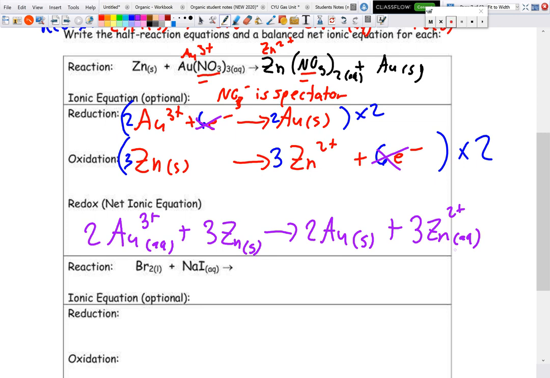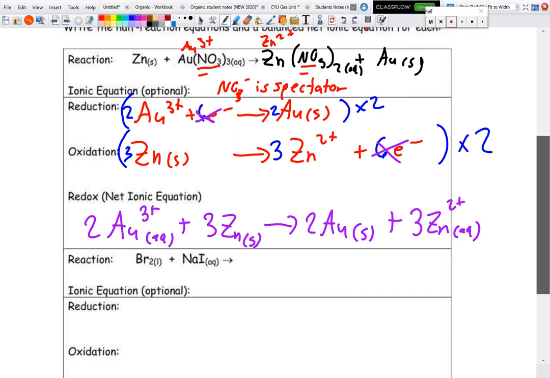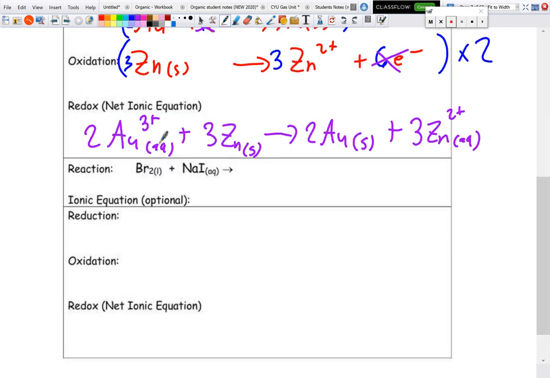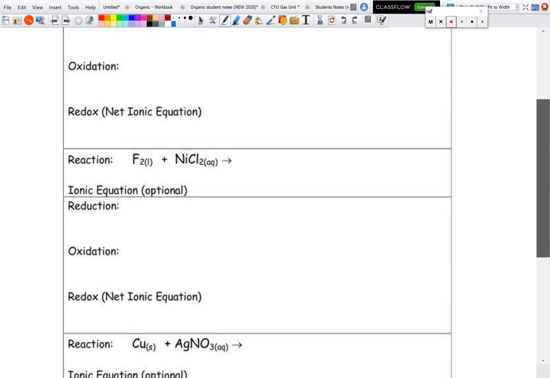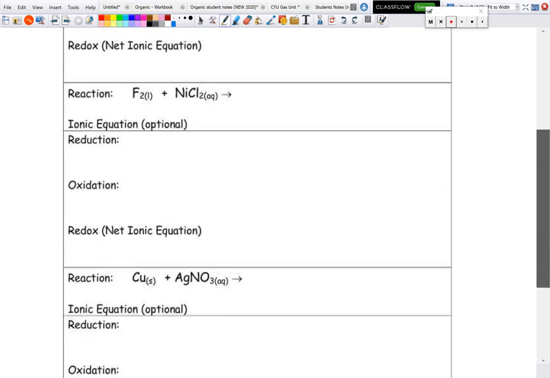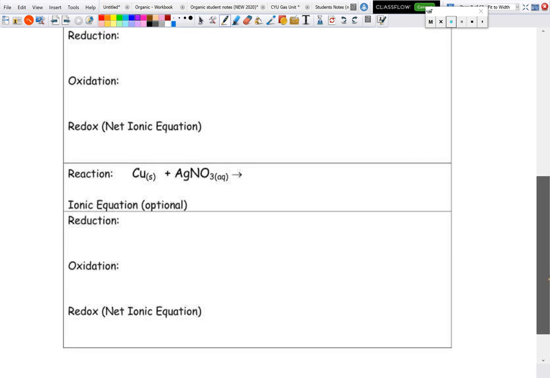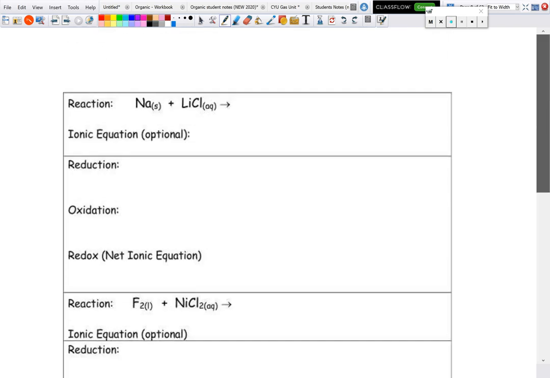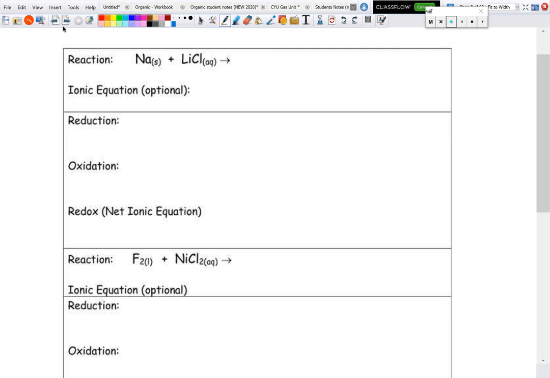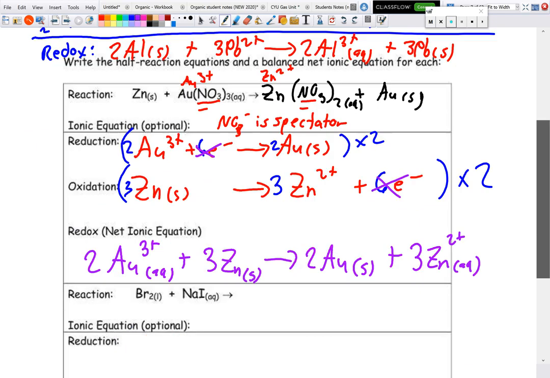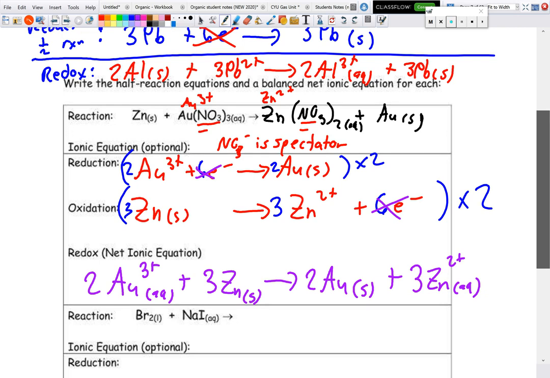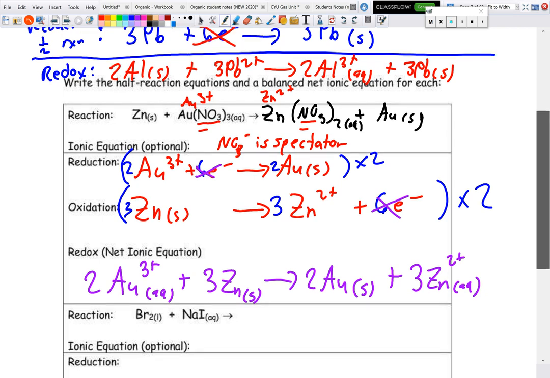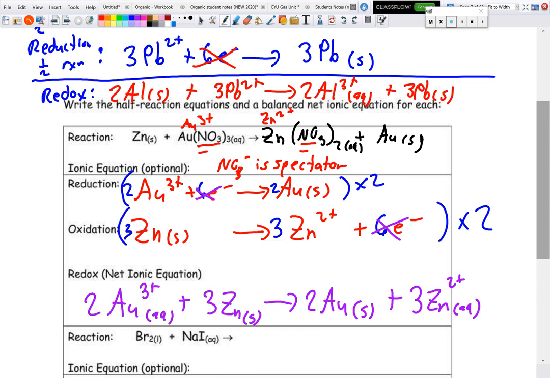All right, so there's definitely a few more examples here where we have the bromine and sodium iodide, and then on the next page we've got sodium and lithium chloride, fluorine and nickel chloride, and of course copper and silver nitrate. With these, I'd recommend pausing the video or just giving them a go, and then check the answers. The answer key is linked, so just get the answers to all of these. I'm not going to go through all of them.